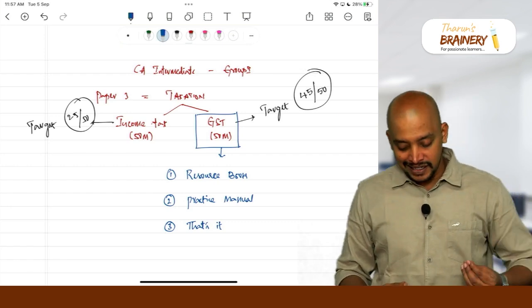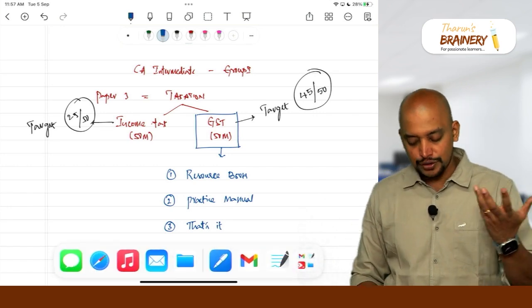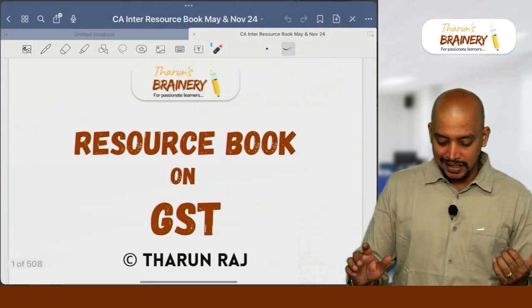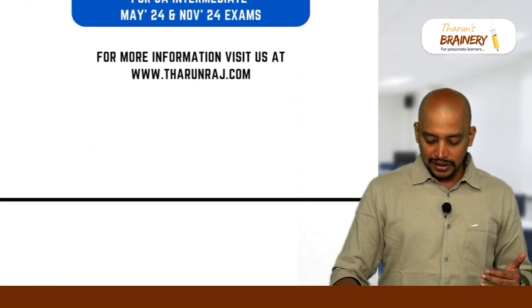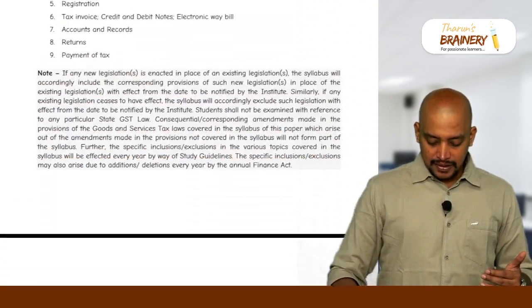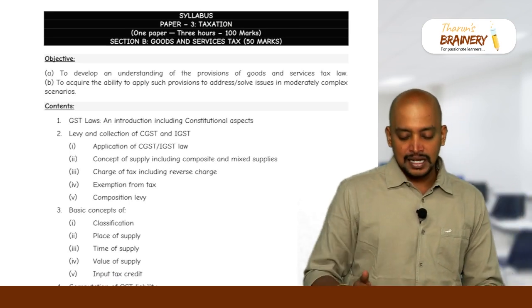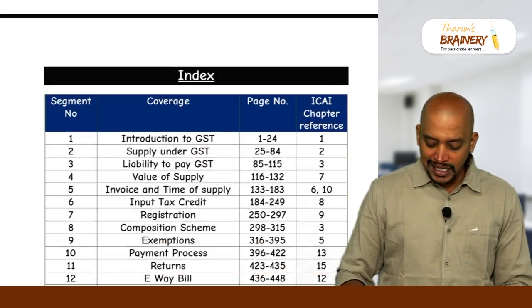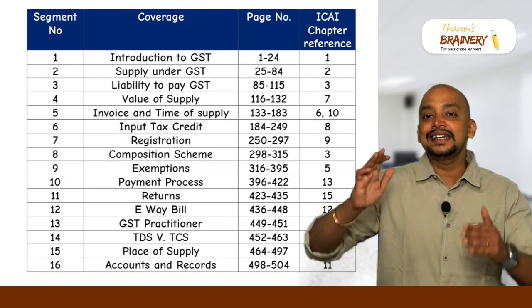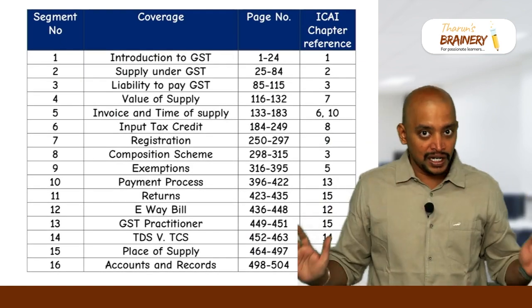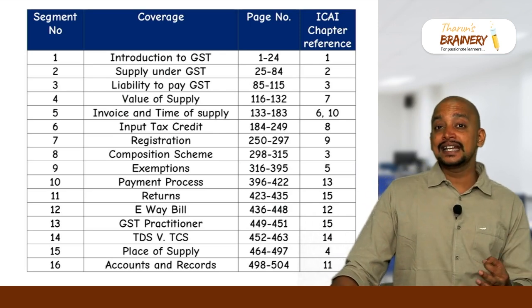So in that separate folder, you will be able to identify the summary of each and every segment, okay? And I'll just show you the resource book. Definitely you might have got it by now. If not, also don't worry. So you can see this is the resource book on GST, and this is actually your syllabus, paper 3B, goods and services tax. So this is your syllabus, and what I did is that I just made your syllabus into 16 segments. The entire portion of CA intermediate GST I have divided into 16 segments.